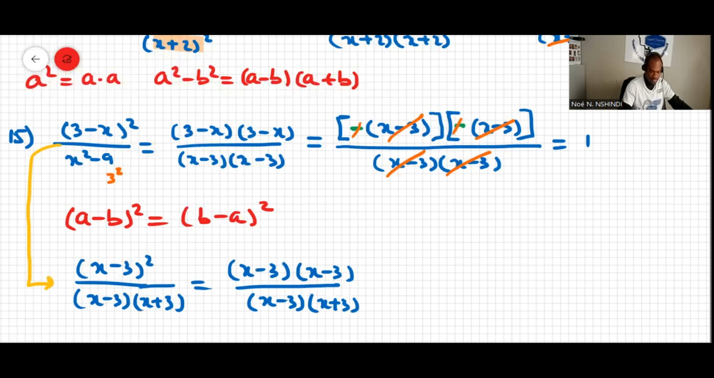Over here, I think I made a mistake. It's a positive there. Sorry about this. So this was a positive, so we cannot simplify this with that. So the answer will be x minus 3 over x plus 3. Yes. Over here, we simplify this with that, and the answer is x minus 3 over x plus 3. Thank you.